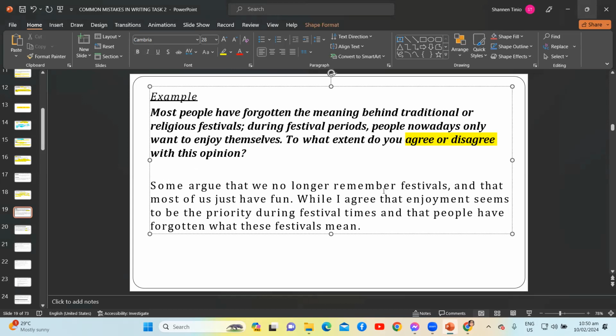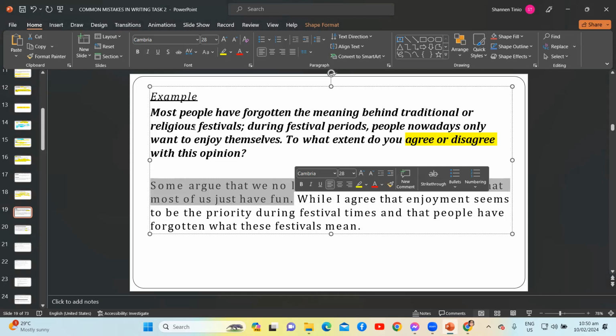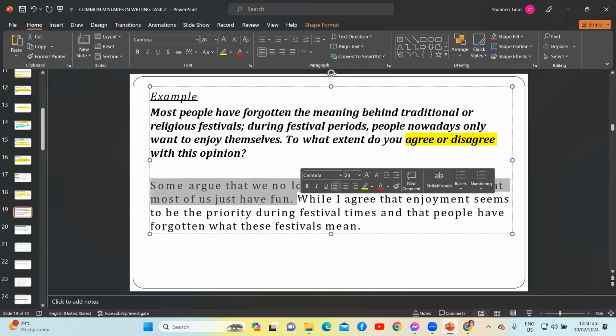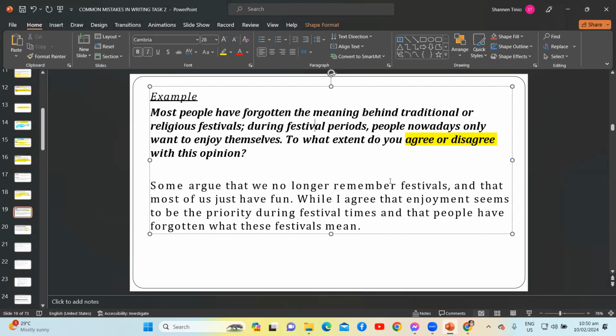Some argue that we no longer remember festivals and that most of us just have fun. While I agree that enjoyment seems to be the priority during festival times. O ayan, nagkaroon siya ng, pinaraphrase niya yung fact na to. This has been paraphrased. Check. Paraphrasing, check. Nasagot mo ba if you agree or disagree? I agree that enjoyment seems to be the priority during festival times. I agree. Tama yan.